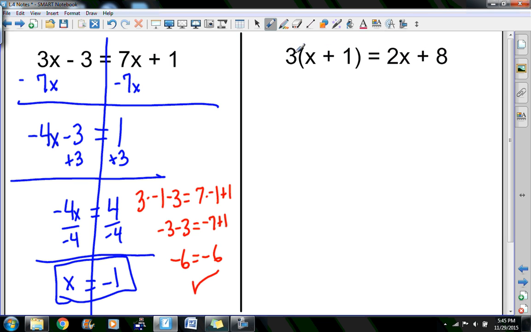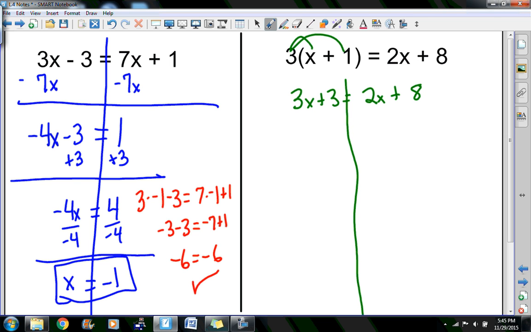Let's go green this time. I'm going to start with the distributive property. So I get 3x plus 3 is equal to 2x plus 8. And now I'm going to show you a trick that you may do, but you're not required. You can actually do multiple steps at once. So I'm going to subtract 2 x's from both sides. So that moves that. And then I'm going to move the 3 as well by subtracting 3 from both sides. So on the left side, I get positive 1x. And on the right side, I get positive 5.